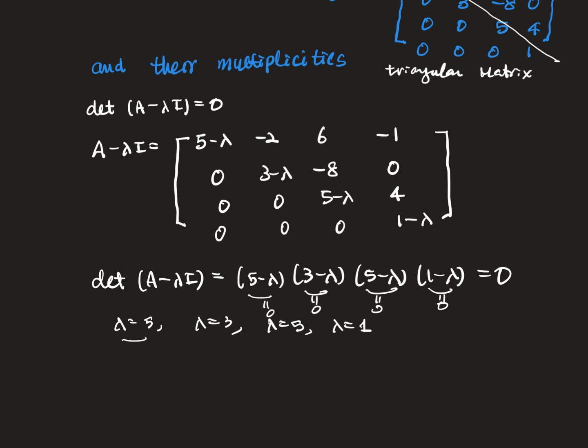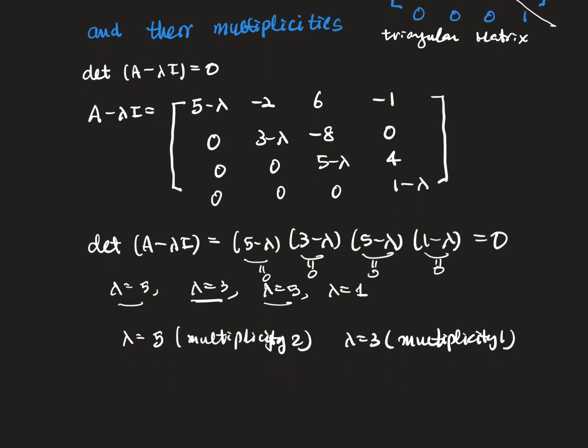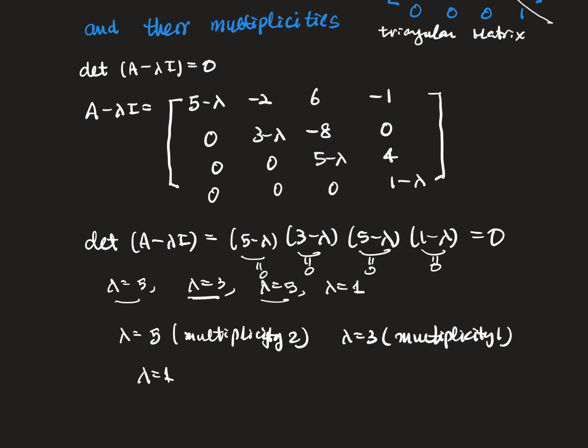How many 5s here? 2, right? Lambda equals 5. If you remember algebra class, we call this multiplicity, which is 2. How many 3s? 1. Lambda equals 3, that's one answer, multiplicity is 1. The last one is lambda equals 1. Multiplicity is 1.